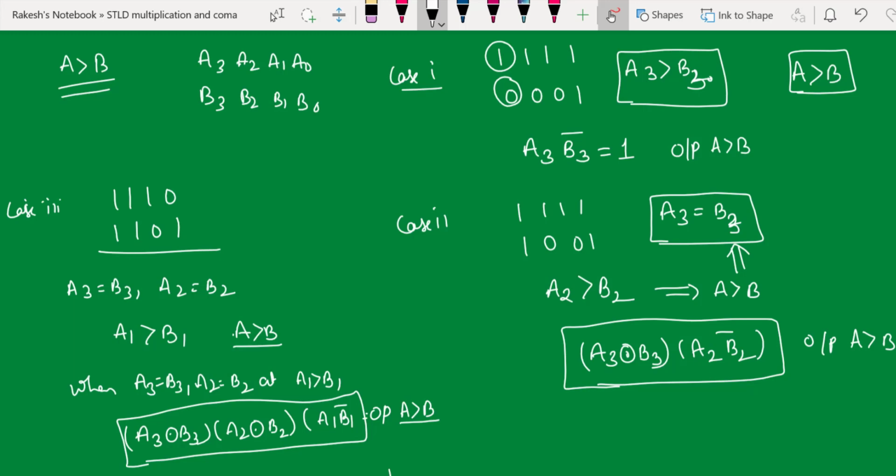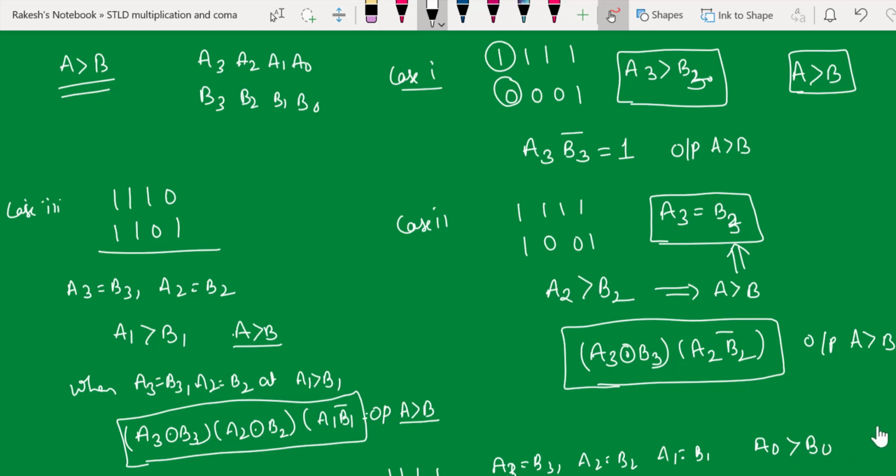Case number 4, I am going to have something like this. In this case my A3 equals B3 and A2 equals B2 and A1 equals B1. That means all the three inputs are equal. I am going to compare A0 and B0. If you look at here, my A0 is greater than B0.